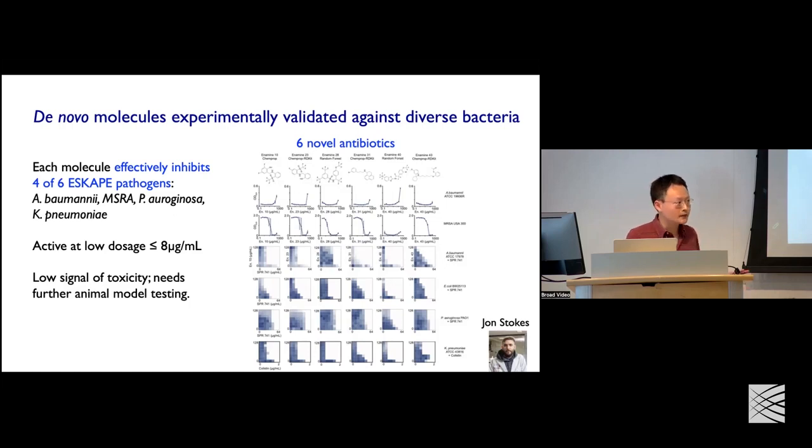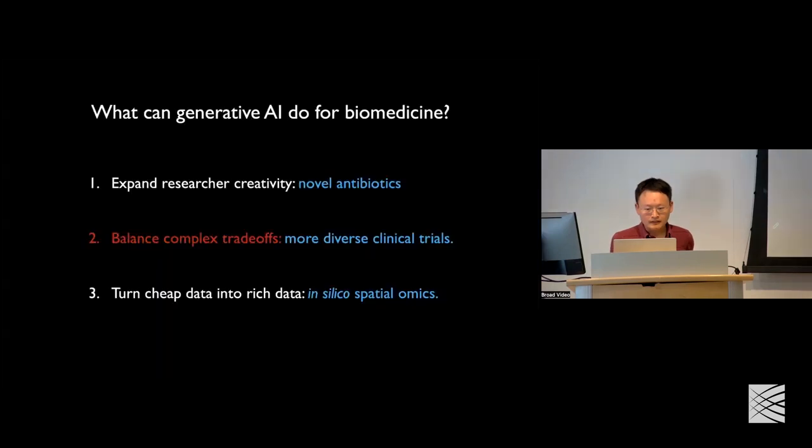So that's just one example of how we can use generative AI to really help us expand the creativity of the research, especially in searching for new parts of the molecular space. Right. So the second vignette I want to mention is how to use these models to help us balance these different complex trade-offs. And we'll see that behind the scene will be a similar kind of combinatorial search algorithm, even though the application here is very different.